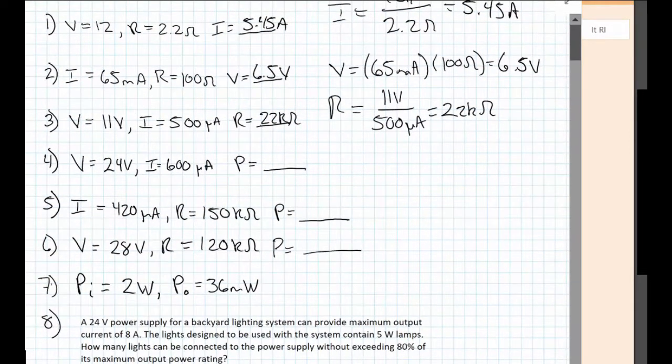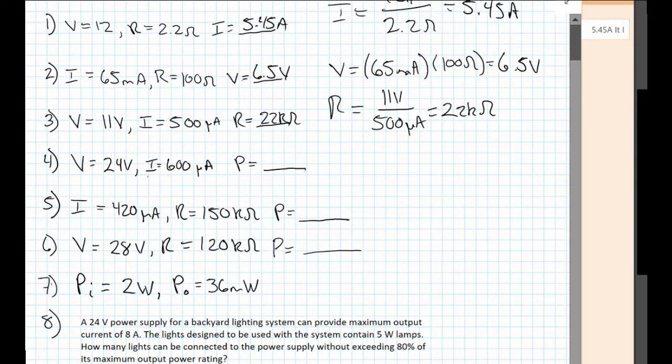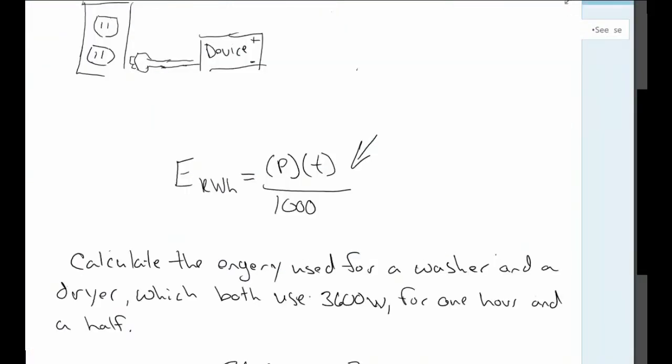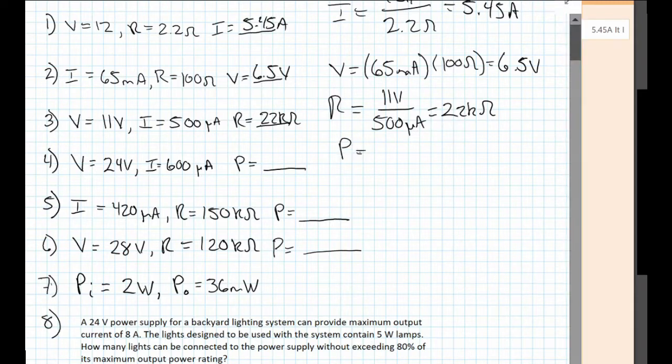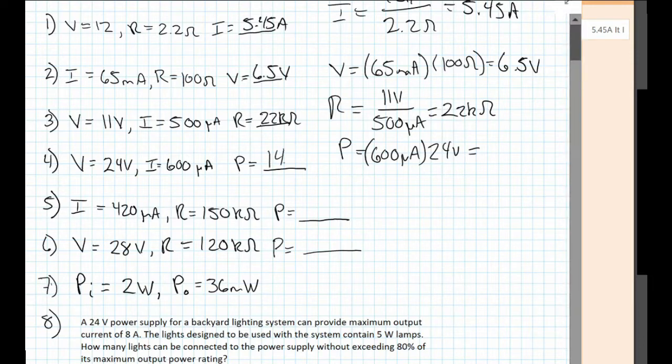All right, now we're looking for the power. Let's go take a look at our power equations real quick. Okay. So this one we're given current and voltage. First one right there. So power is equal to current, 600 microamps times 24 volts. 600, second e, negative 6 times 24. That gives us 14.4 milliwatts.